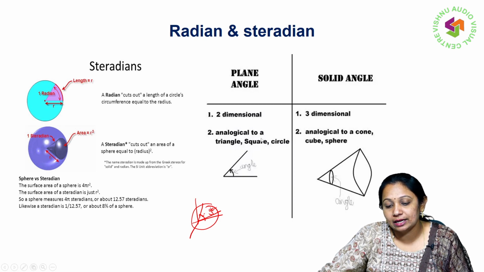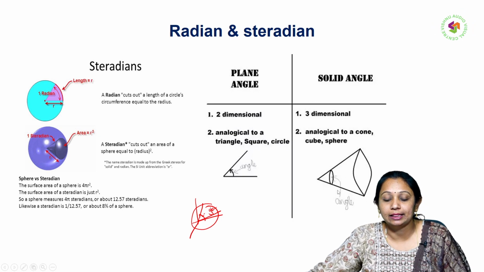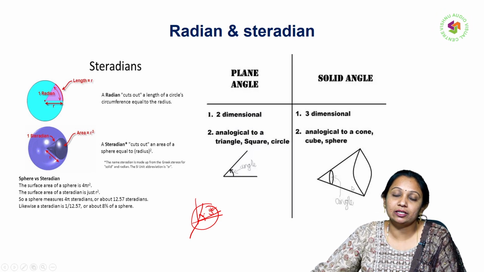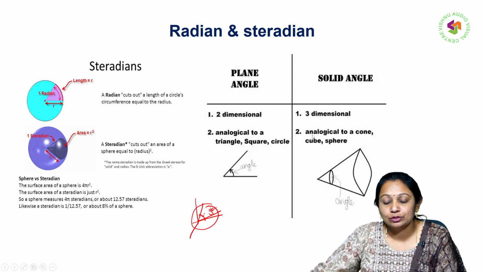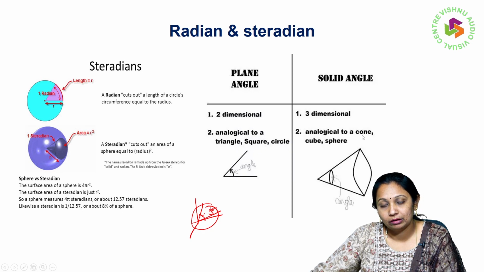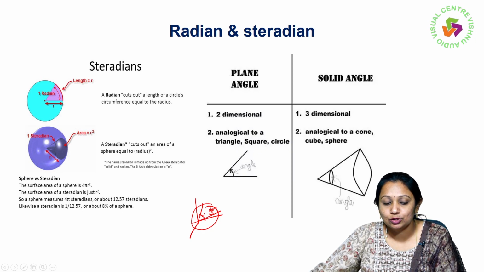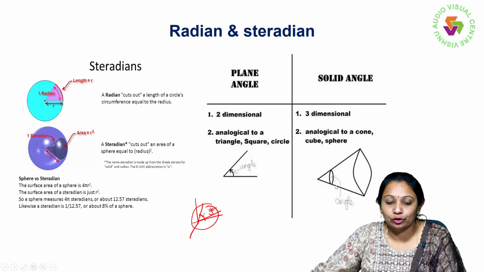The radian is analogous to a triangle, square or circle. But why do we especially represent the steradian? We are considering radiation in three dimensions. We represent radiation patterns in a three-dimensional coordinate system. So that is analogous to a cone, cube or sphere. For that reason we always consider the steradian concept here.